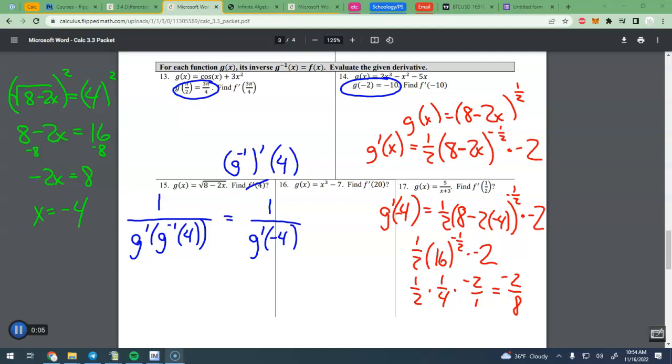Remember, that's a side quest. I'm not done, right? That I just found is this g prime of negative 4. So now I have 1 over negative 2 over 8. So remember, we don't divide fractions, we flip over and we multiply. So this is 1 times negative 8 over 2. So we end up at negative 4. That's right, isn't it?